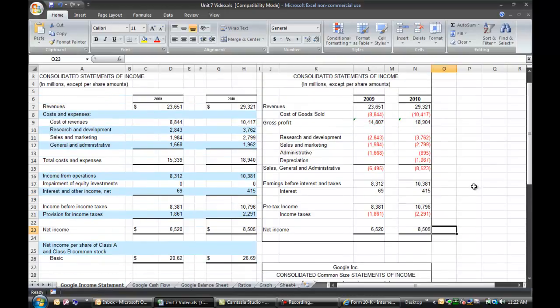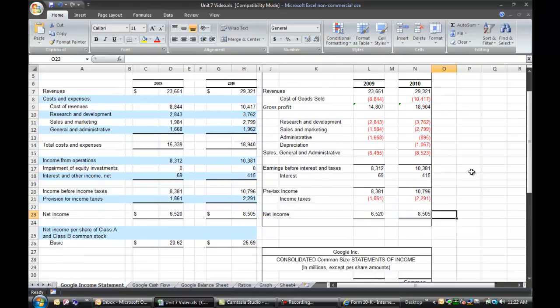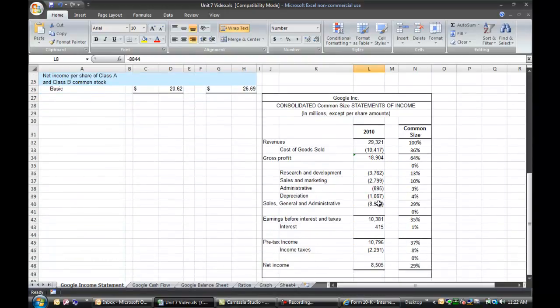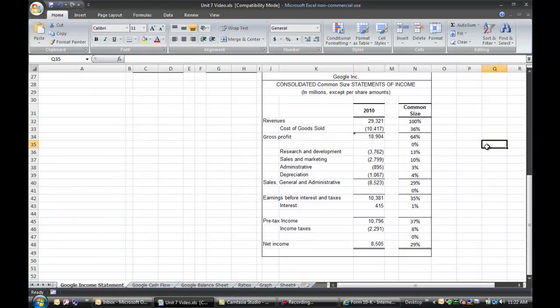This is the consolidated statement of income. One thing you can do with these is get what's called a common size statement of income. If you divide every number on this by 23,651, this becomes 1, and everything becomes a proportion of that. You can see that here. This is 100%. Our cost of goods sold is 36% of our revenues. And you go all the way down, our net income in 2010, I believe, yes, is 29%, which is very, very good. That's why Google's profitable.